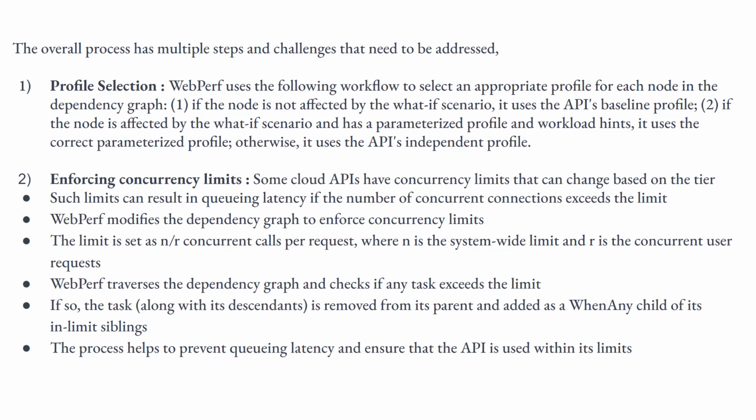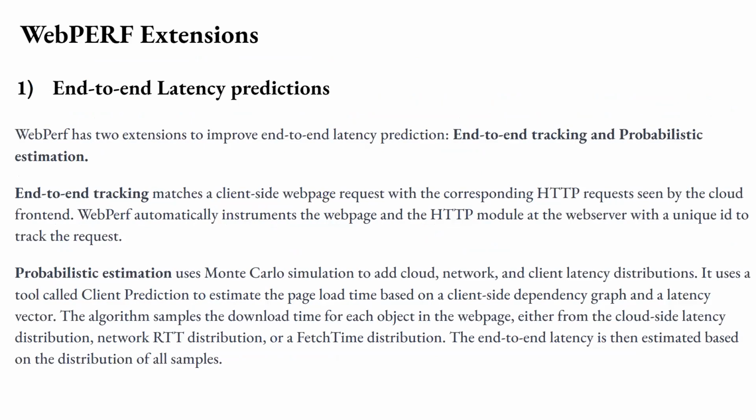To enforce concurrency limits and prevent queuing latency, WebPerf modifies the dependency graph and sets a limit of N and R concurrent calls per request, where N is the system-wide limit and R is the concurrent user request limit. If a task exceeds the limit, it is removed from its parent and added as a child of in-limit siblings.